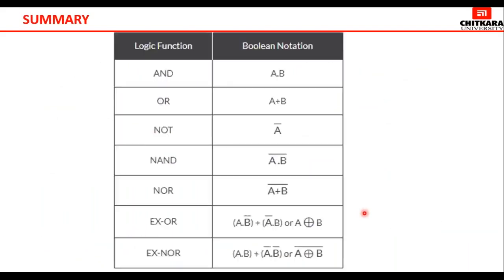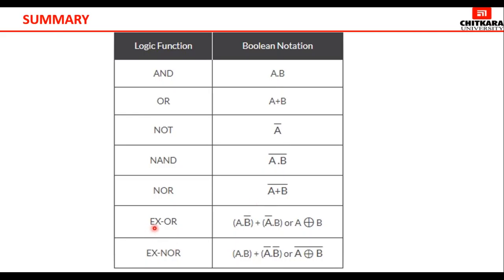Now let's summarize whatever we have done so far. So we will discuss the logic functions and the Boolean notation for each. AND gate means A dot B. OR gate means A plus B. NOT gate means A complement. NAND gate means A dot B whole complement. NOR gate is A plus B whole complement.